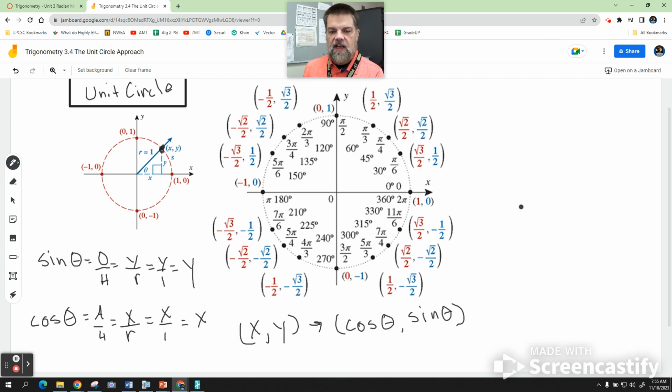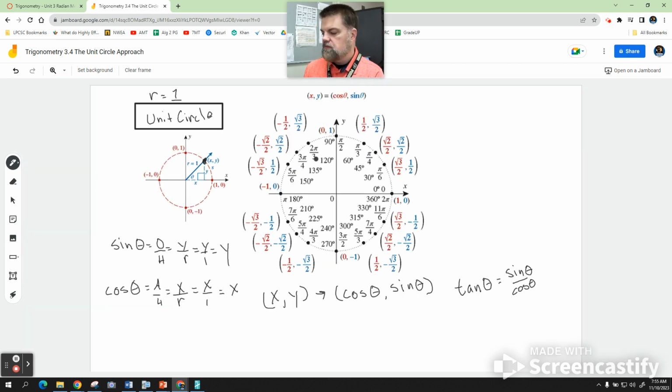And one little thing I might want to add, remember this identity that we talked about before? Tangent of theta is the same as sine of theta over cosine of theta. So if you know that, and you know your two triangles, the triangles are important because that's where you get these angles from. So if I draw a triangle that looks like this, this is 30 degrees, but 30 degrees in radians is pi over 6.